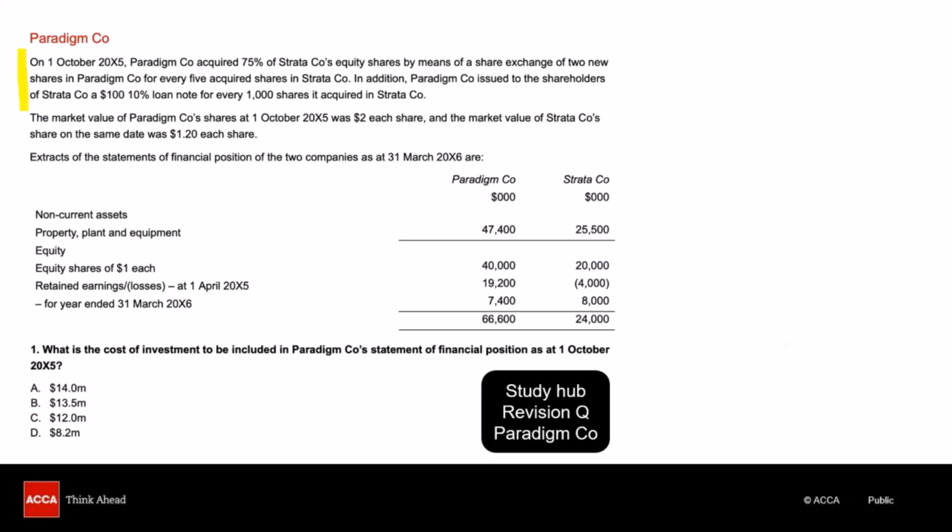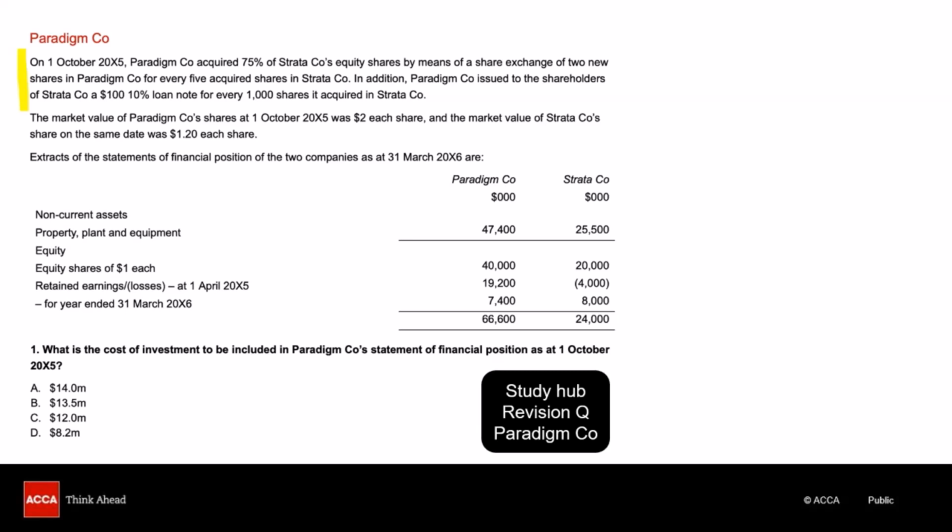Another question that I have over here for you from the ACCA Study Hub, if I read the requirement, it says, what is the cost of investment to be included in Paradigm's statement of financial position as at 1st October 20x5? So this was a straightforward 2-mark question on cost of investment. In this, the date of acquisition is 1st October, 75% investment done. The question says it was done by means of a share exchange of 2 new shares in Paradigm for every 5 shares in Strata company. So for every 5 shares acquired, the parent company has given 2 shares.